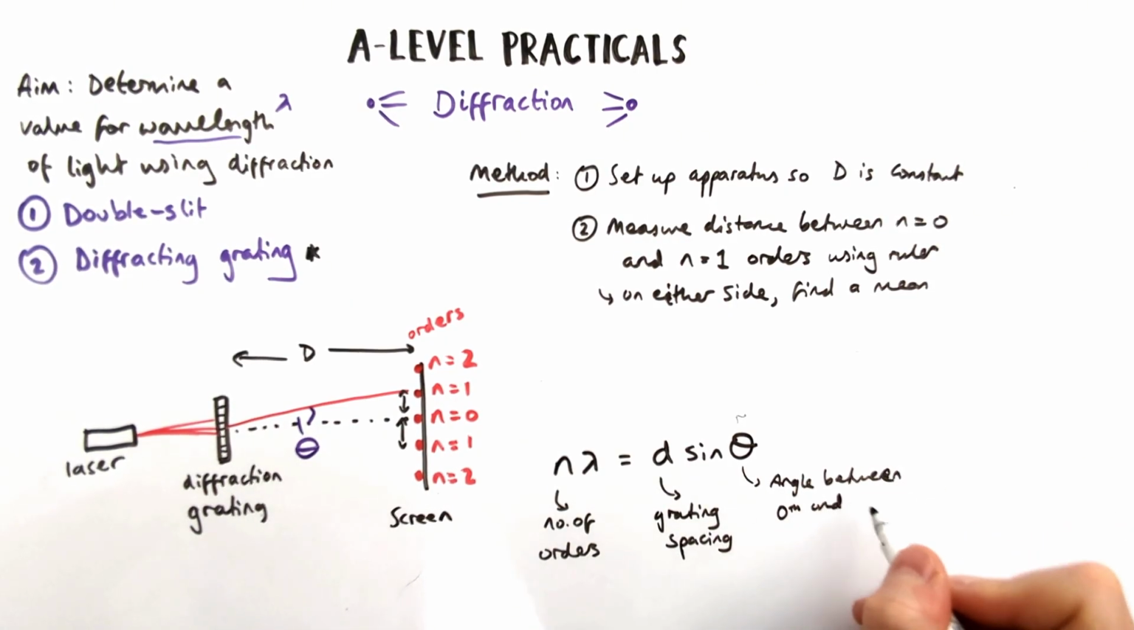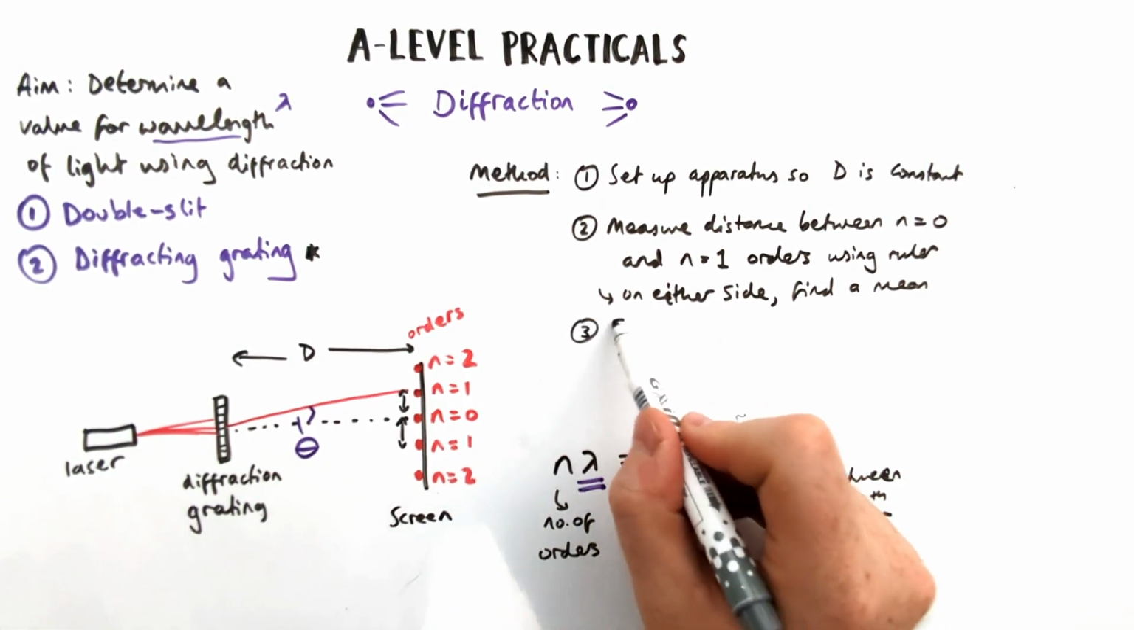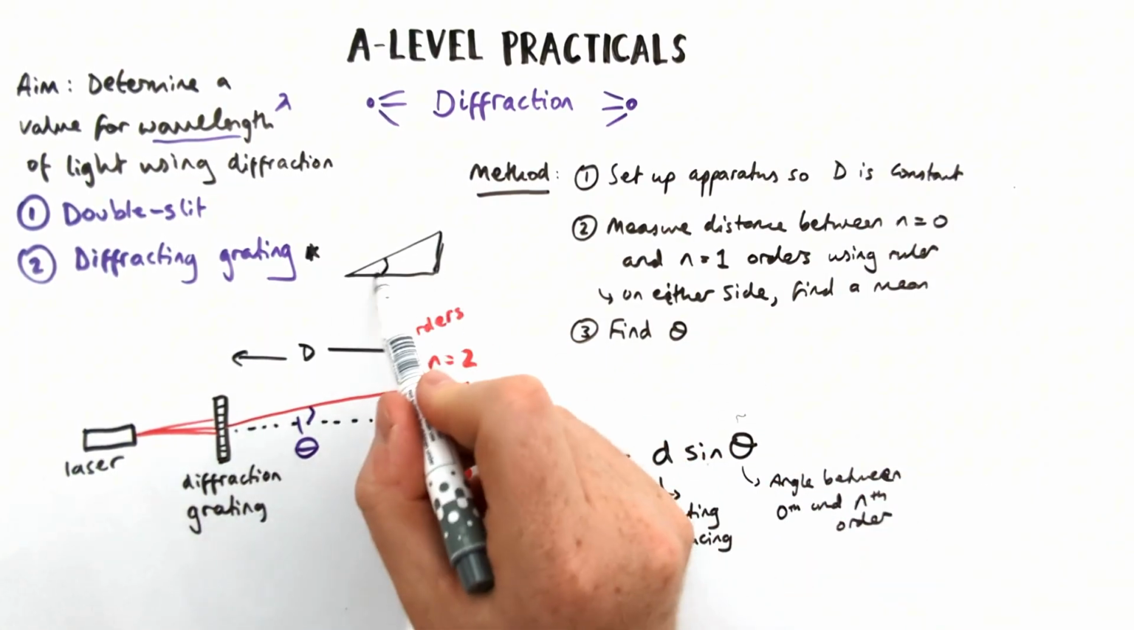So let's have a look at our method then. We're first going to set up the apparatus so that D is constant. We're not going to change that here. Then we're going to measure the distance between our 0th order and our first order using a ruler. I would do it twice, one either side, and then find a mean.